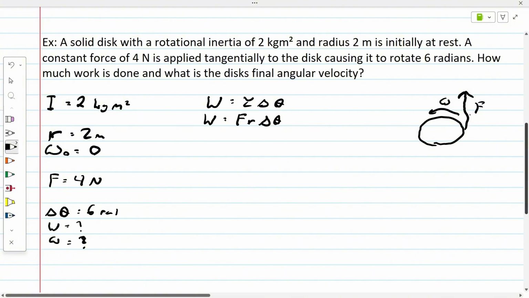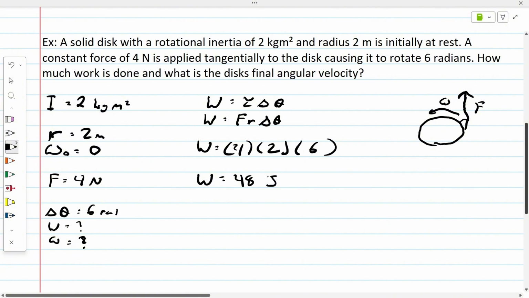And since this force is tangential to the disk, the angle between the force and the motion is going to be 90 degrees, perpendicular, so the sine is just 1, and we don't need the sine of theta term for the torque here because it's applied perpendicularly. So we can just plug in the variables we're given into this equation, and once we plug these in, we can get our work. So our work will equal 48 joules.